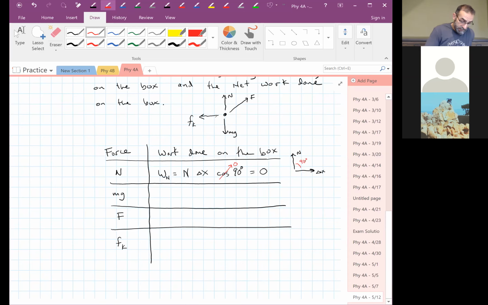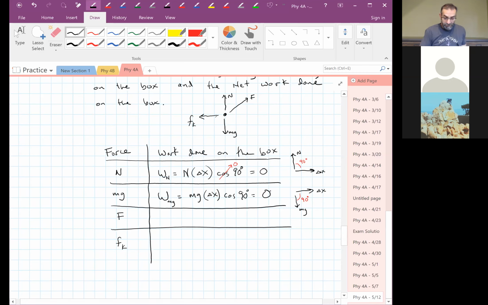Gravity. Work done by gravity. The force of gravity times the displacement times the cosine of what's that angle? 90 degrees. Okay, gravity is doing no work in this case.